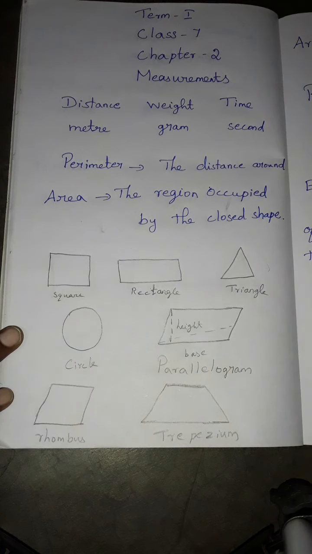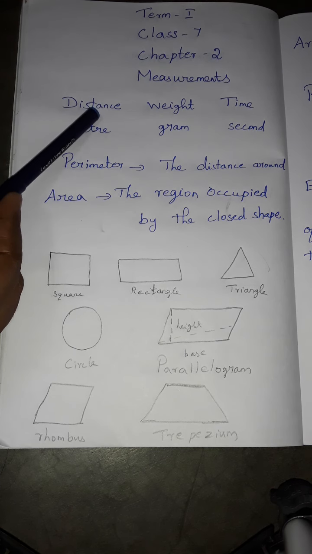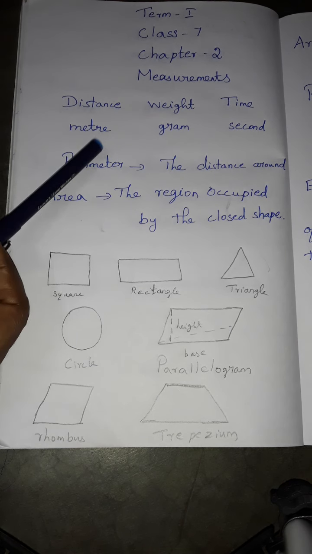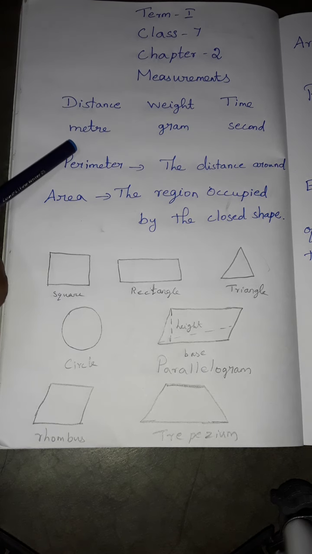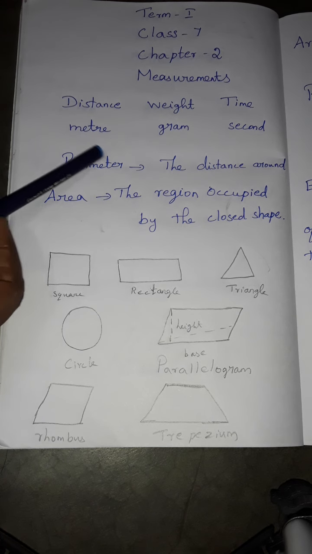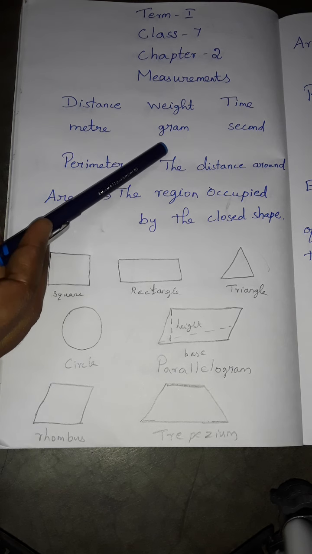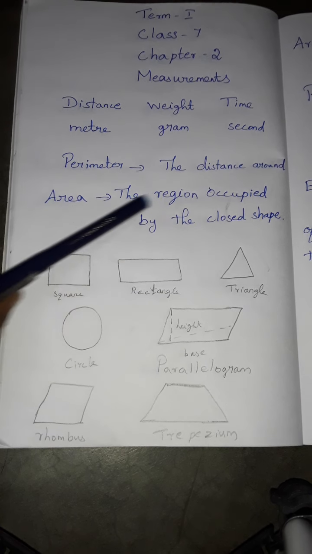Good morning, students. Today we are going to see class 7, chapter 2, measurements. In the earlier classes we measured distance, weight, and time. For distance we have the standard SI units: meter, kilometer, centimeter. For weight we use gram, milligram, centigram. For time we use second, minutes, hours.